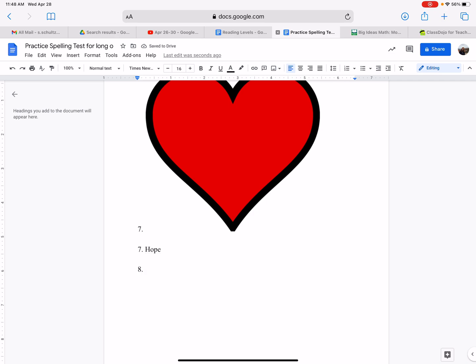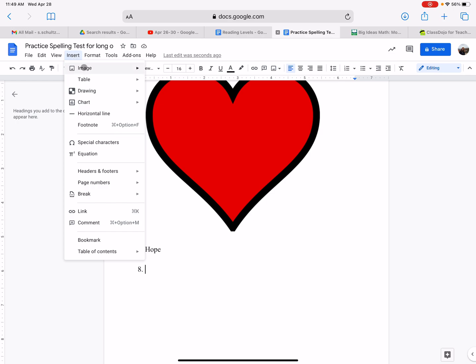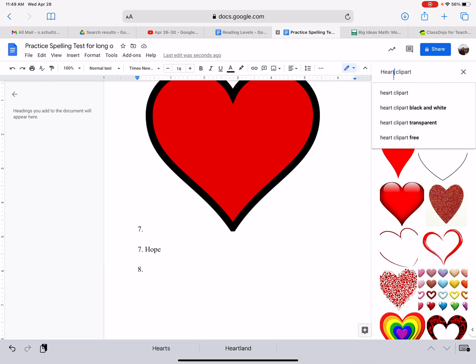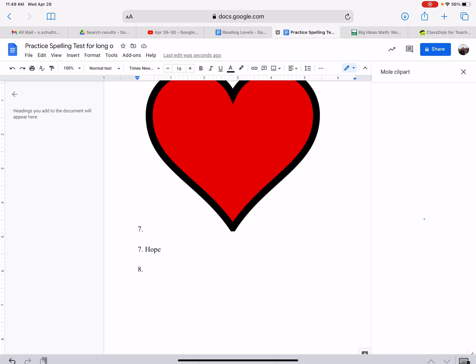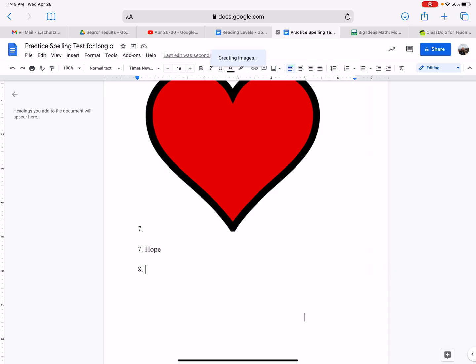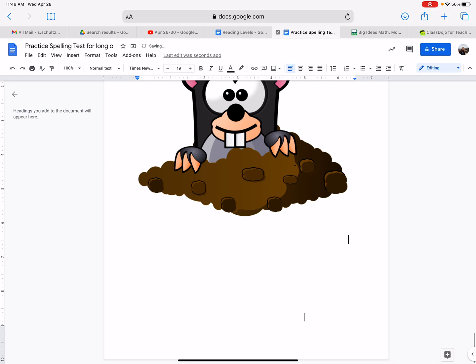And your next word is going to be mole. Moles live underground. And here's a photo of a mole. Isn't he cute?